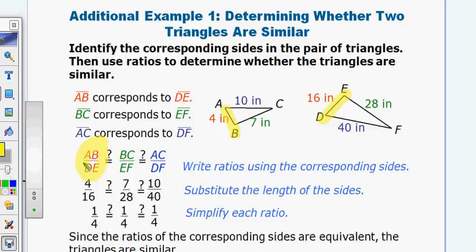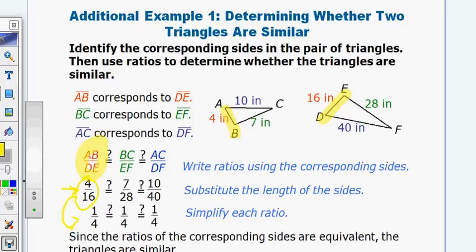So AB went on top, so we're going to write down 4. And then DE is on bottom, so we write down 16. So our ratio is 4/16. Now when we simplify this, 4/16 down, it becomes 1/4. Now for this to be a similar figure, each side of the triangle would have to do the same thing.